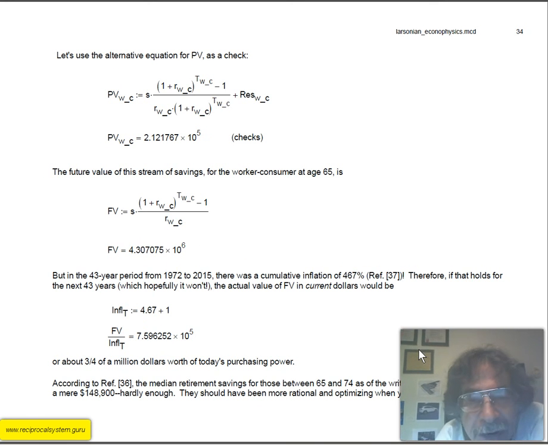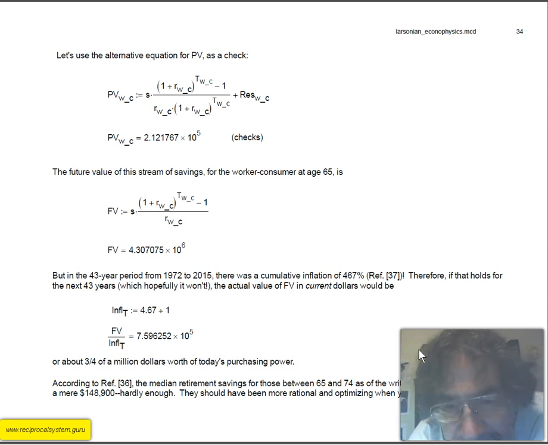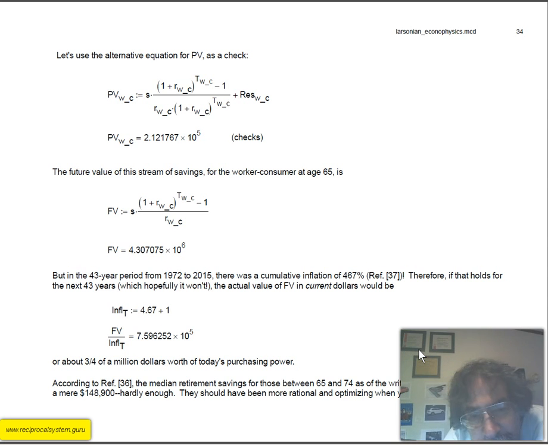So we have this alternative equation for present value, and again, it would be 0.2121767 times 10 to the 6. The future value of the assumed savings for the worker consumer at age 65 is then equal to the annual savings times this factor here, (1 plus R sub WC) to the T sub WC, minus 1, over R sub WC. And that does come out to $4.307075 million, which would be damn good.